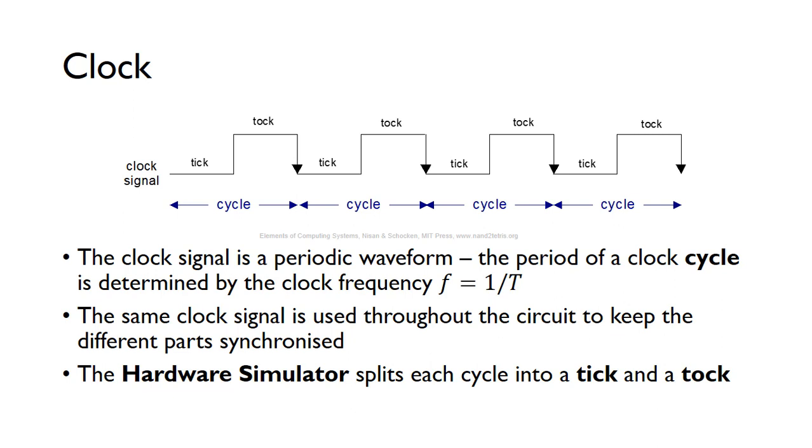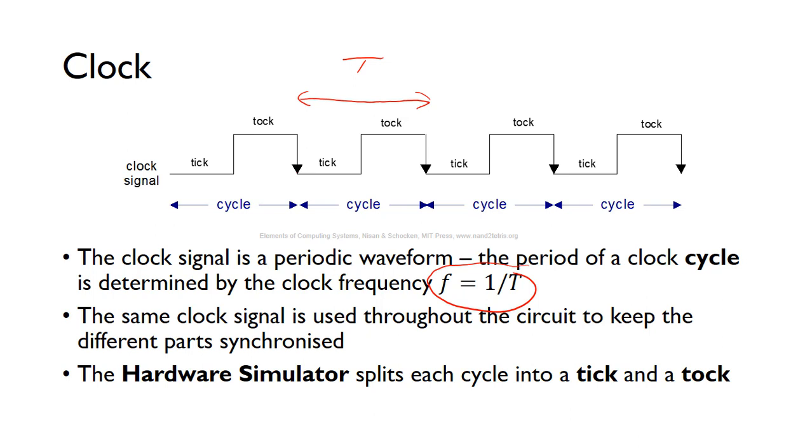So with sequential circuits, we have a clock signal. This clock signal is a periodic waveform. Typically it's this on-off type signal, so a square wave. The period of the clock cycle is determined by the clock frequency: the clock frequency is 1 over this period. On this waveform here, the period is just one complete cycle.